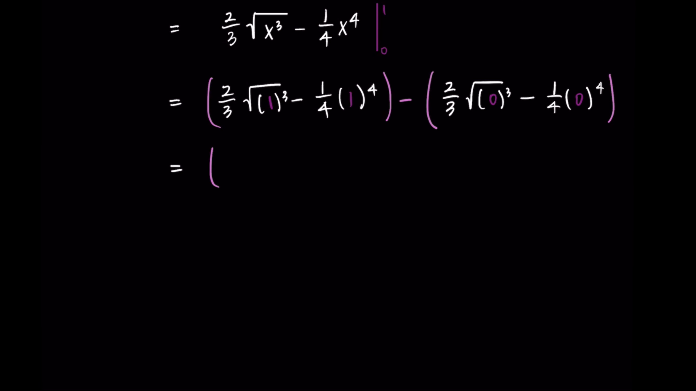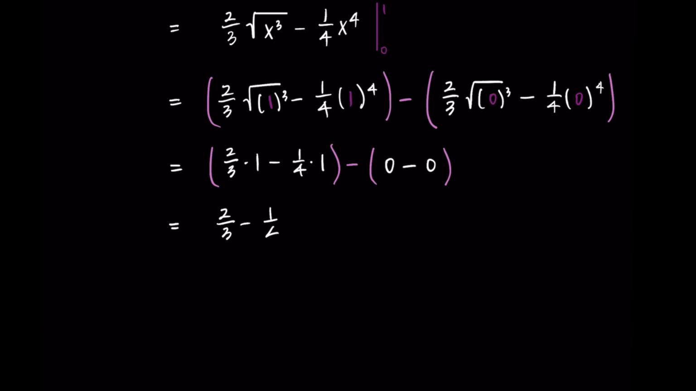Okay, so 1 cubed is just 1. The square root of 1 is 1, so I have 2/3 times 1. Then 1 to the 4th is just 1, so I subtract 1/4 times 1. Okay, that's the first half. Then the second half is even easier. Since we have zeros here, anything times 0 is 0, so I'm just looking at 0 minus 0. This second part is going to go away. Okay, so I'm left with 2/3 minus 1/4.